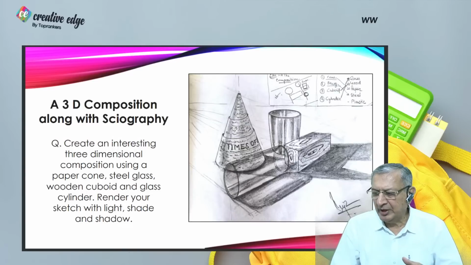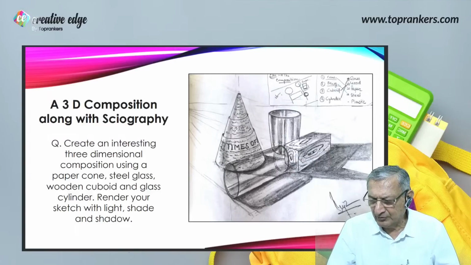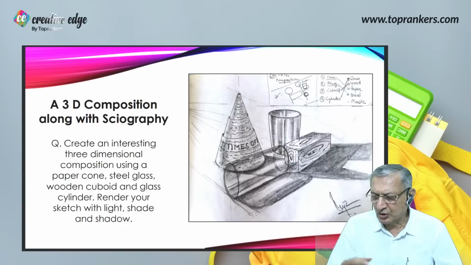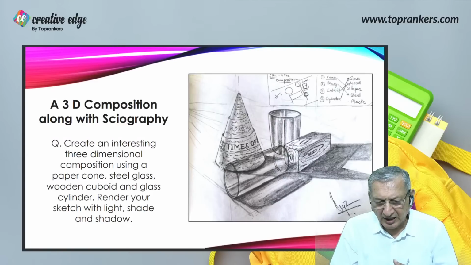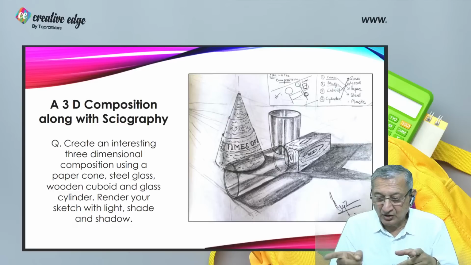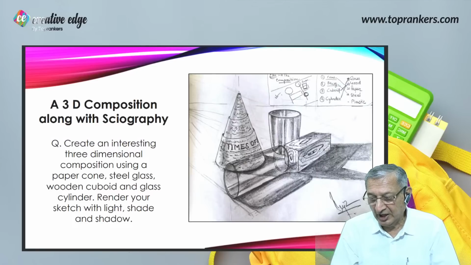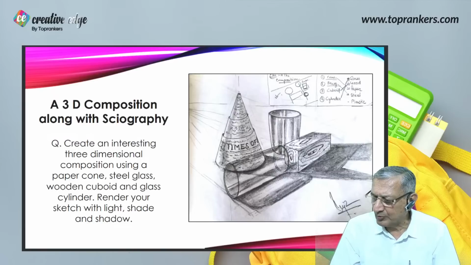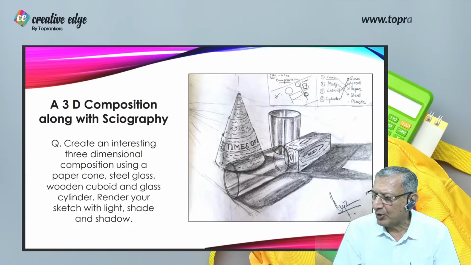Like you could make a cylinder with the help of steel. You could make the cuboid of paper. You could make the glass of glass, and likewise. But you have to look into the question and do a proper light, shade, and shadow. Now, in this sketch, let me also explain that I have purposely left the lines for students to understand where the shadows have been brought.